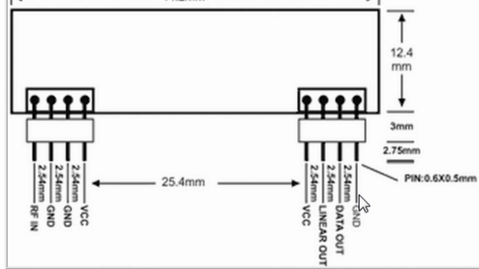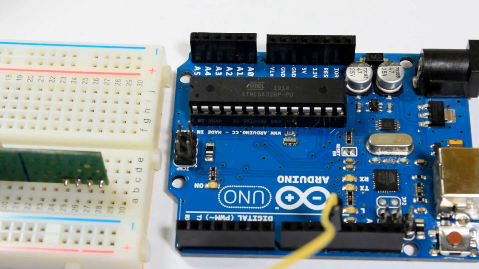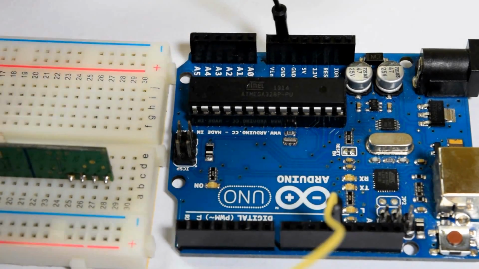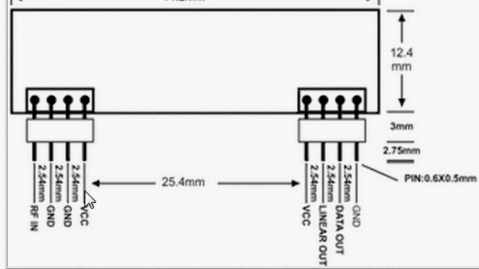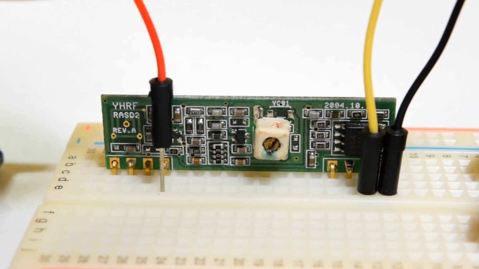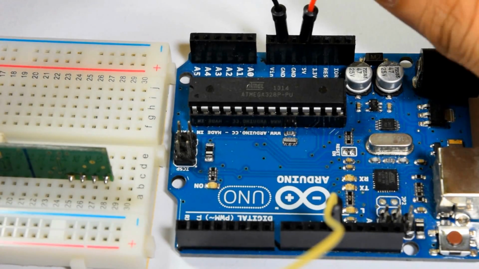The next pin would be the ground. Share your receiver's ground to your Arduino's ground. The third pin would be the VCC. The VCC goes to your Arduino's 5-volt pin.